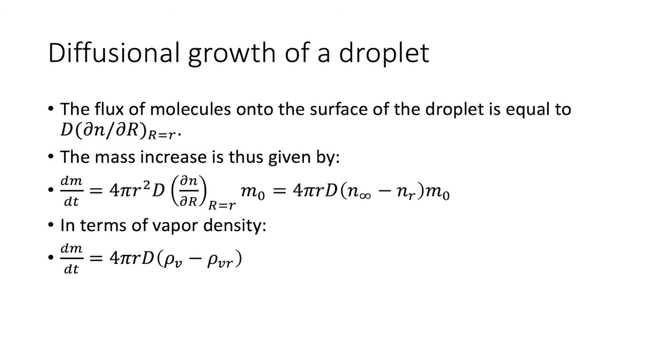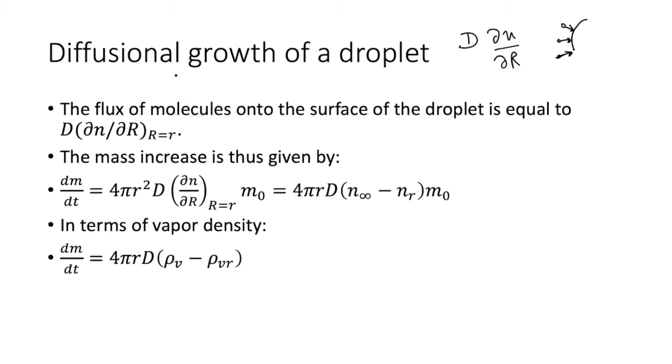Excellent. The flux of molecules onto the surface of the droplet, okay? Remember, now it's a flux, and this flux is D. This is the constant that we had from the diffusion equation. We call this diffusivity, if you will. This is the flux, okay, of water vapor molecules on the droplet. Excellent. Now this we can also compute because we know it.